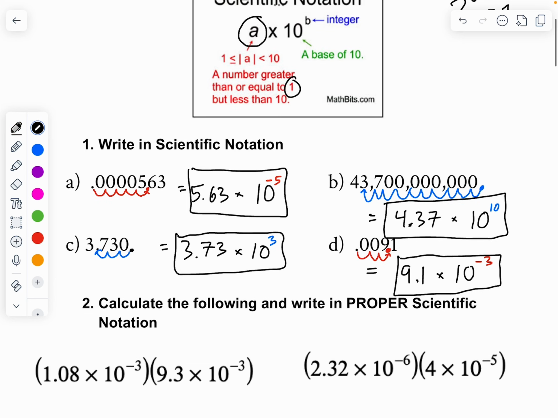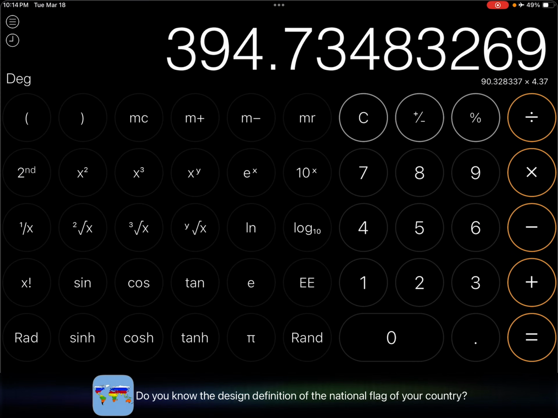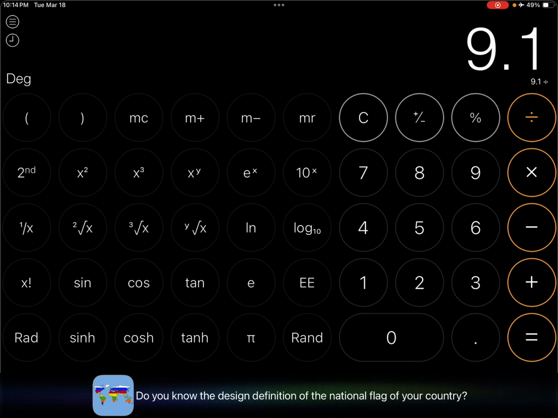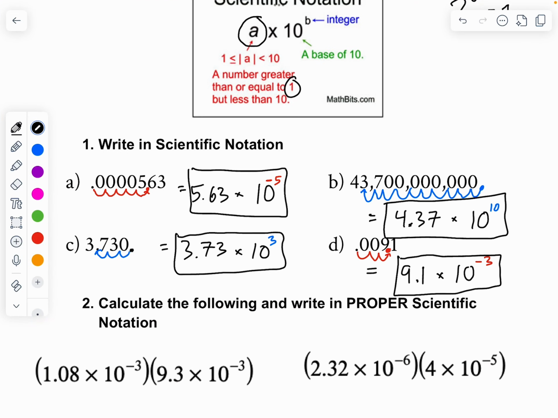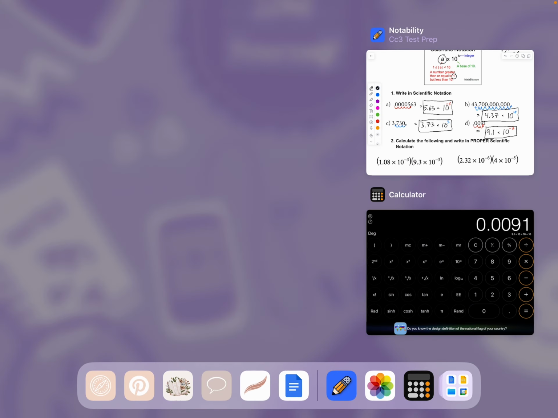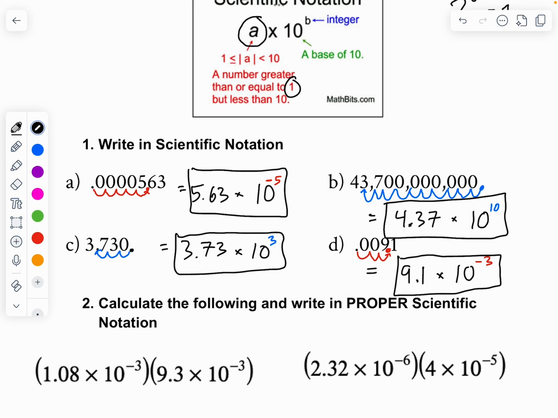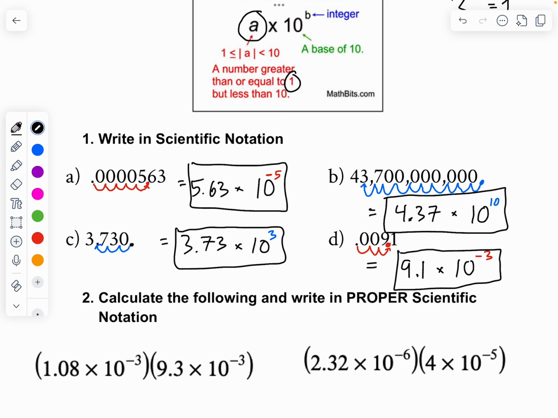That means if you're like, Mr. Maynard, you showed a calculator stuff, what were you doing? Well, you take 9.1 and you divide by 10 once, twice, and 3 times, and you'll get the number. You'll remember that negative exponents is actually division by the positive exponent. We'll get to that though.